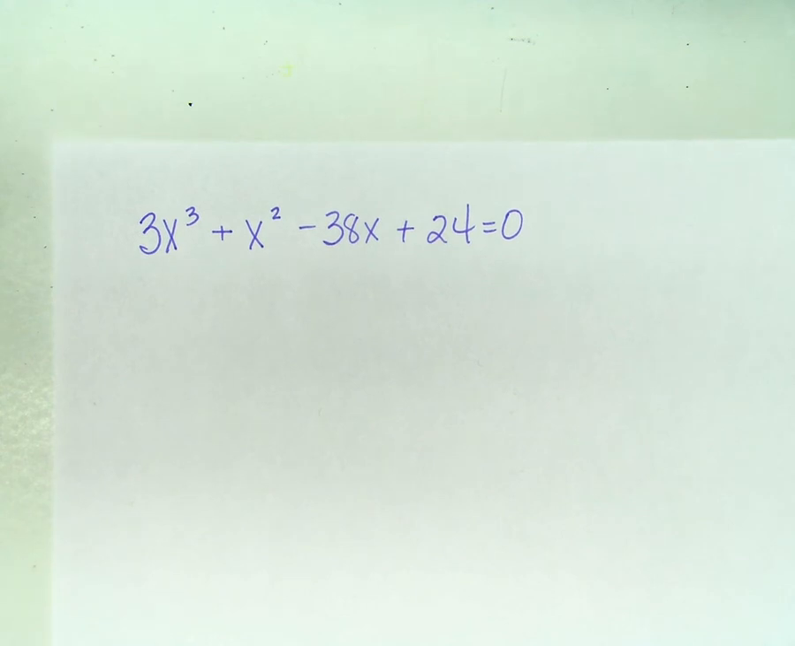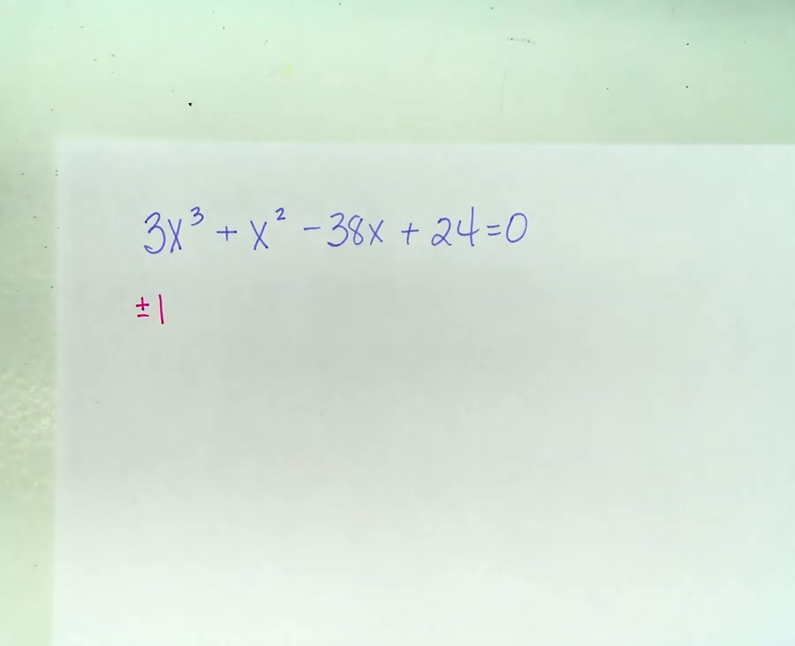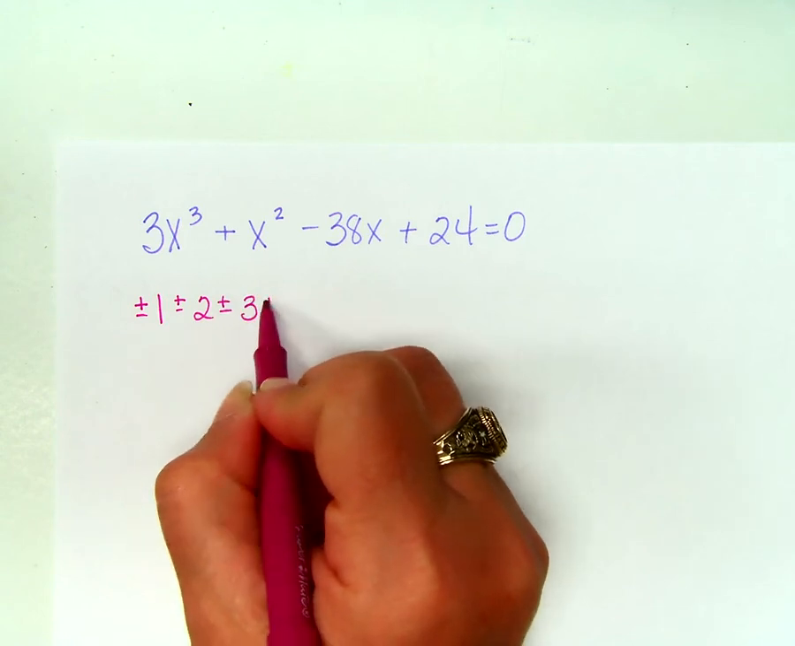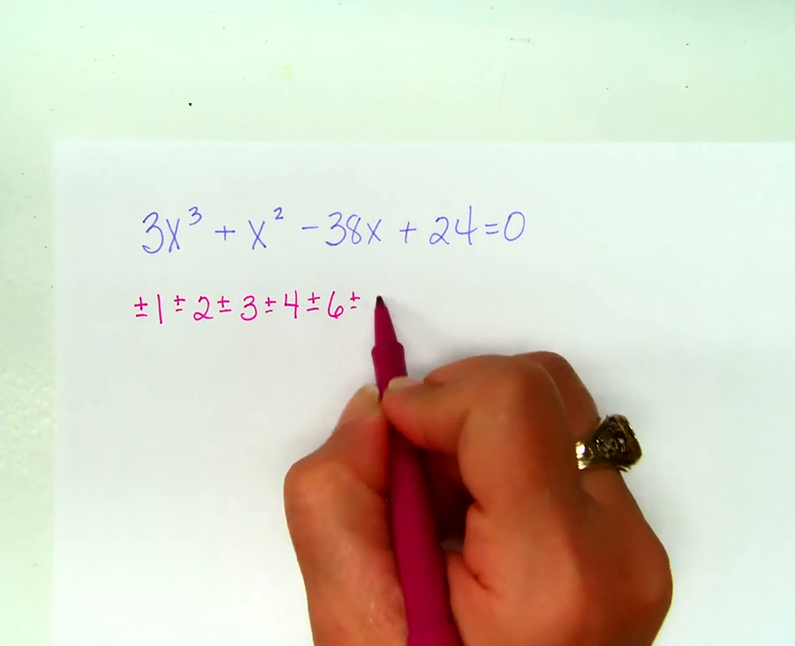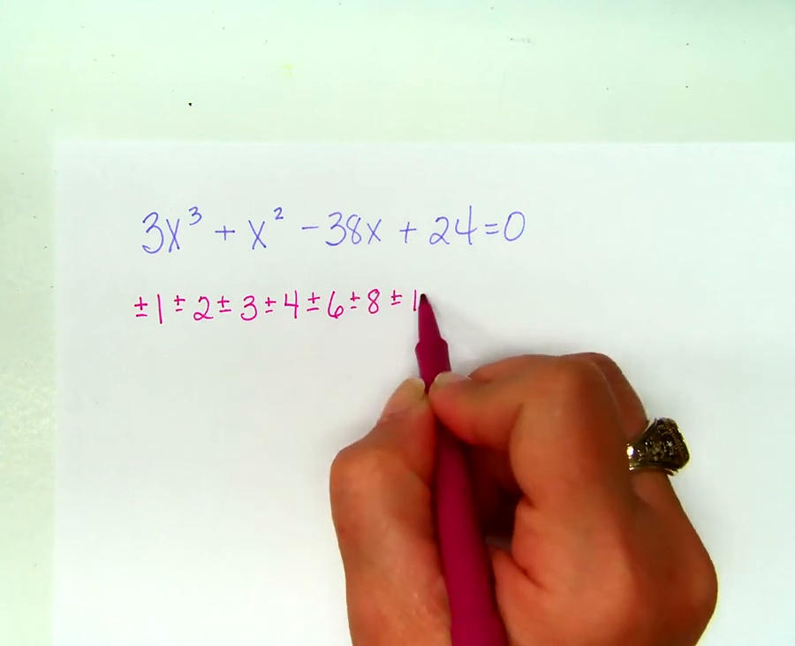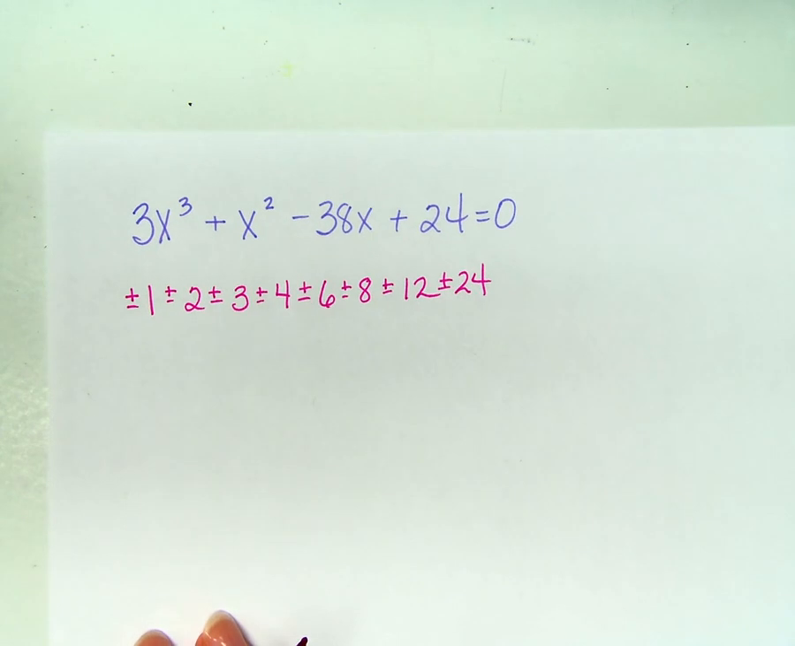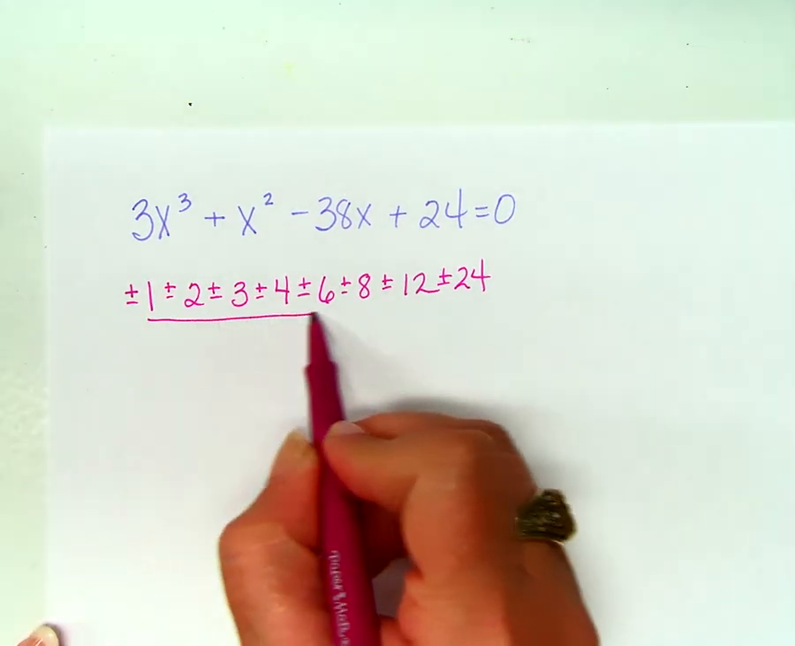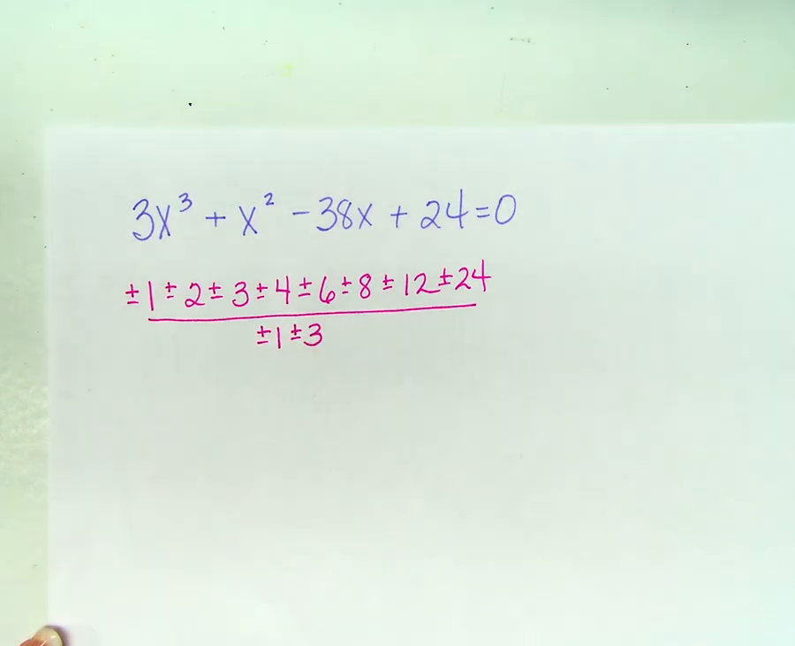That's our factors, right? Okay, so factors of 24 are 1, 2, 3, 4, 6, 8, 12, and 24. Right? Did I miss one? Okay. Divided by what? Plus or minus 1 and plus or minus 3. Right?